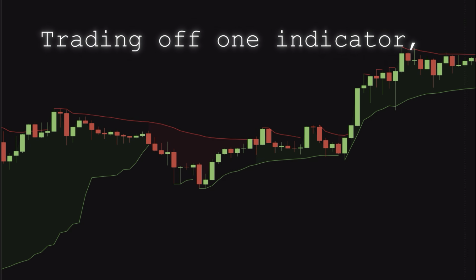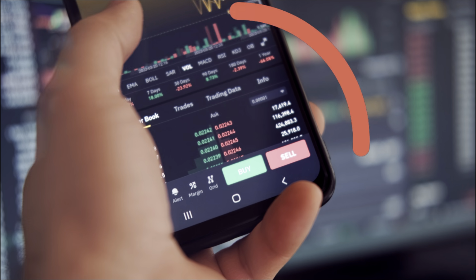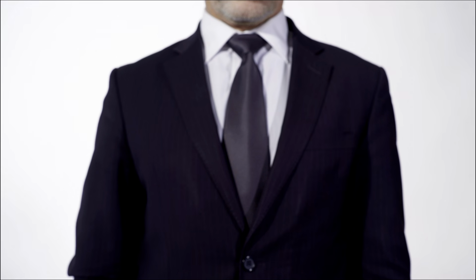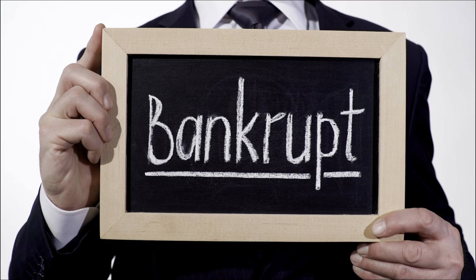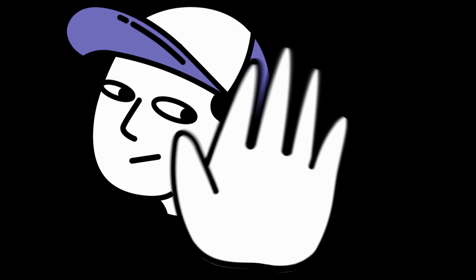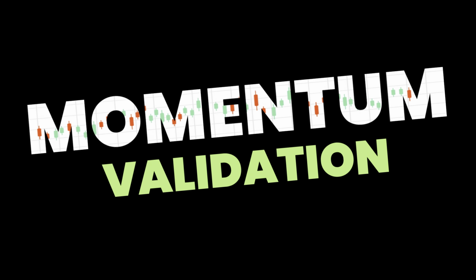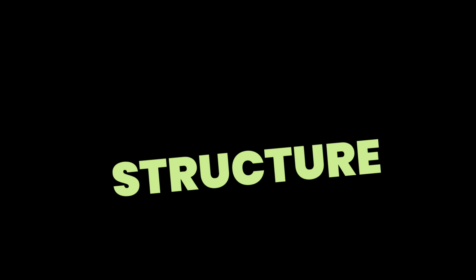If you're trading off one indicator, you're losing money. I don't care how clean the signal looks. One tool gives you one piece of the puzzle, an incomplete picture the market doesn't care about. I've watched traders blow accounts because they thought a green arrow was enough. It's not. You need trend confirmation, momentum validation, and a trigger that actually respects market structure.